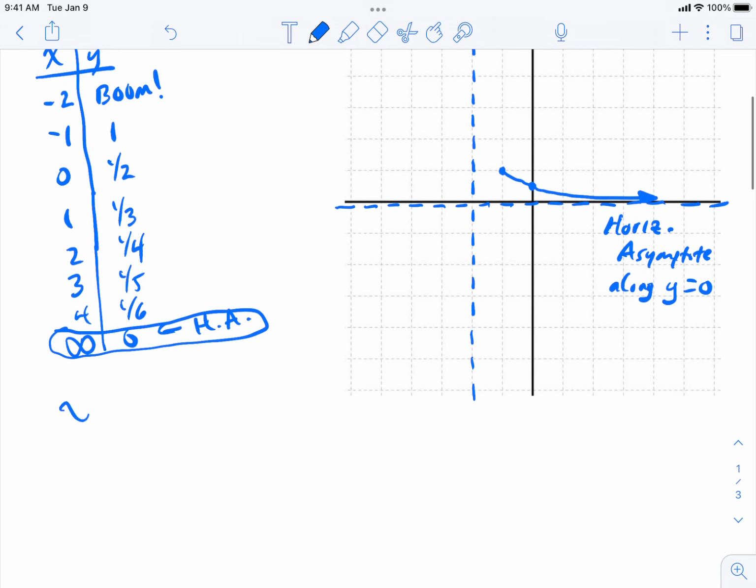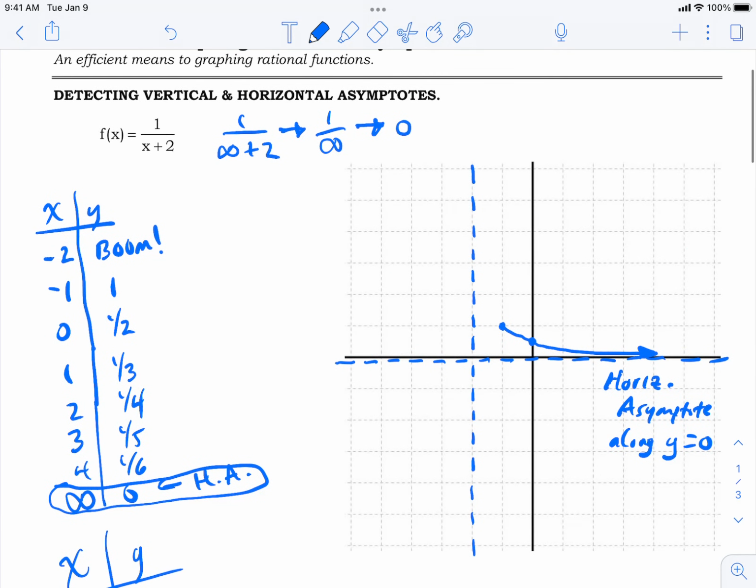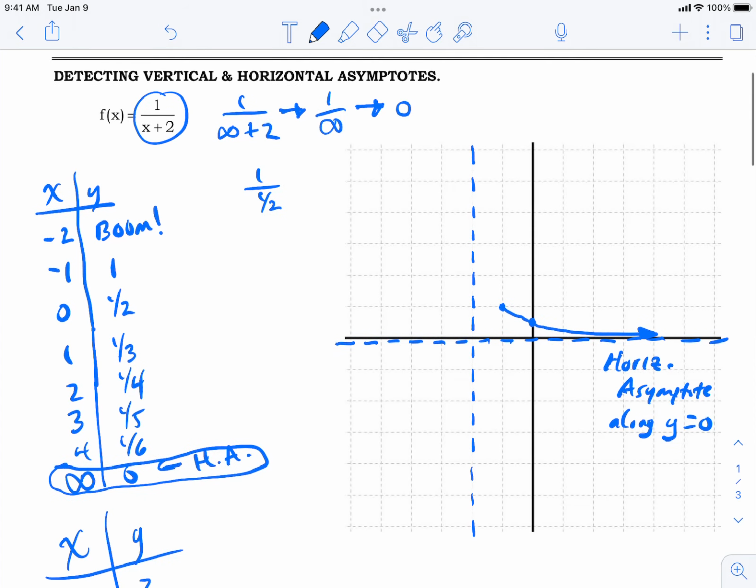So in other words, I'm going to start a new xy table. I had already used x equals 1, so now I'm going to use -1, now -1.5, and I'm going to get out my calculator and plug in values that get closer and closer to -2 without hitting it. At -1.5, I plugged into this formula up here. -1.5 plus 2 is a half, and 1 divided by a half is indeed 2.